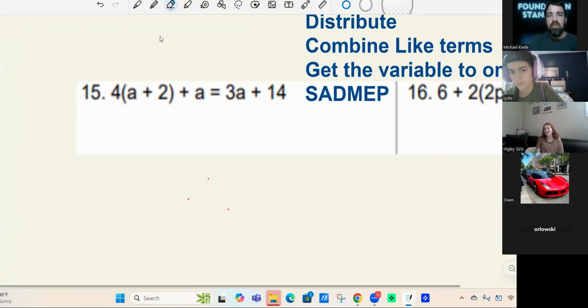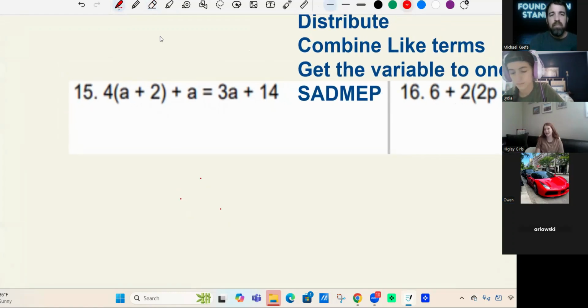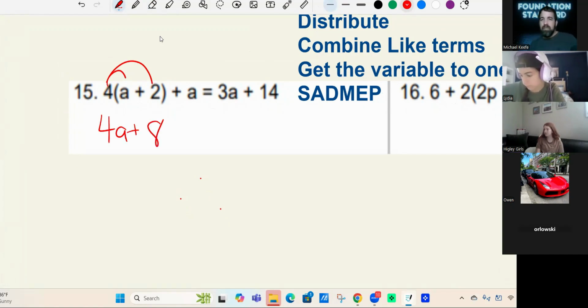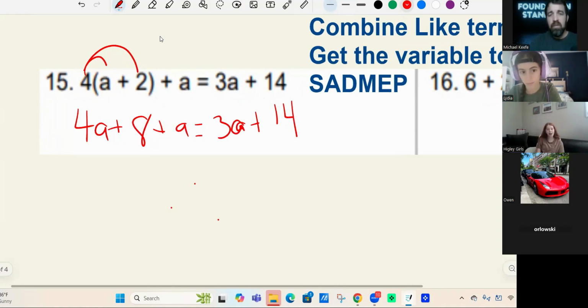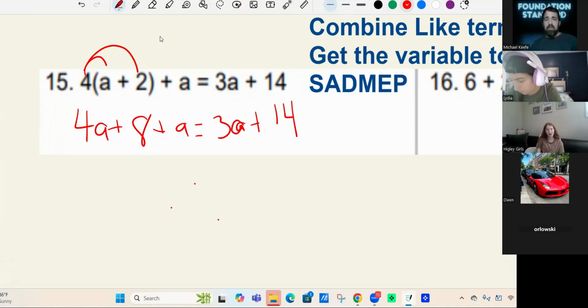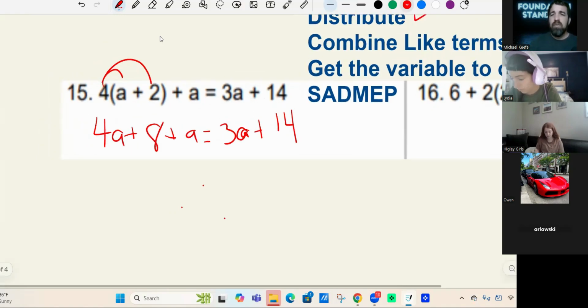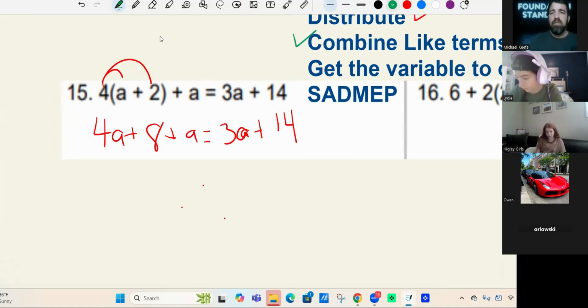So if we follow our steps, step one, distribute this 4. That's going to give us 4a plus 8. And then all we're doing was that first step. We'll bring everything else down exactly how it is. So that's step one. And then we'll go to step two, which is combine like terms.